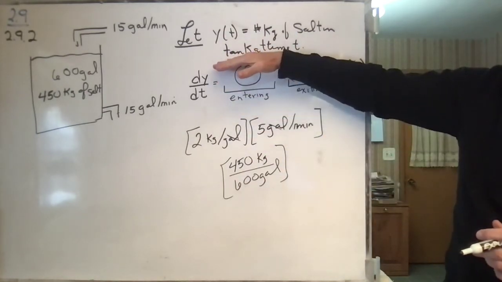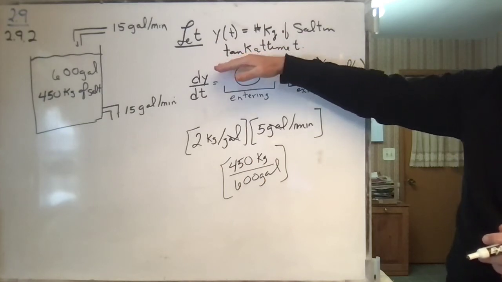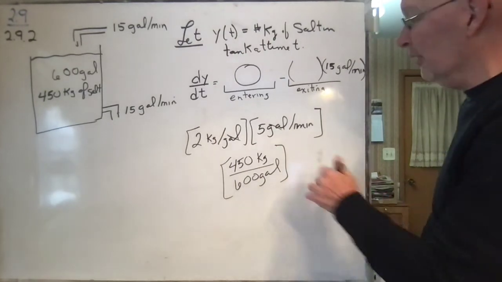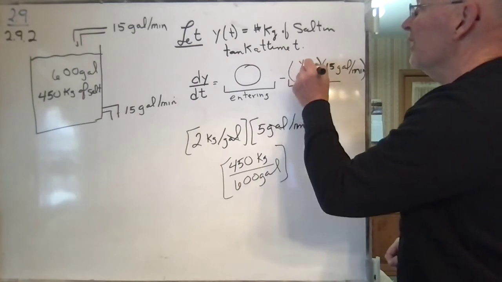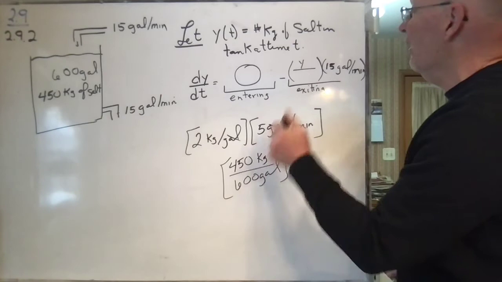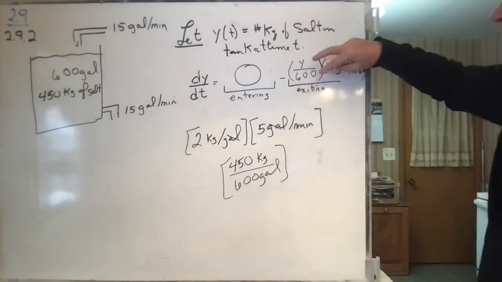That's why it's so important to put this there. As I say, it's hard enough without having it staring in the face. So if you stare it in the face, it's still hard. So you say, oh, okay, here's what I want. I want the amount of salt in the tank, that's y of t, or just y, divided by the number of gallons, which is 600. And there you go. There's your concentration.